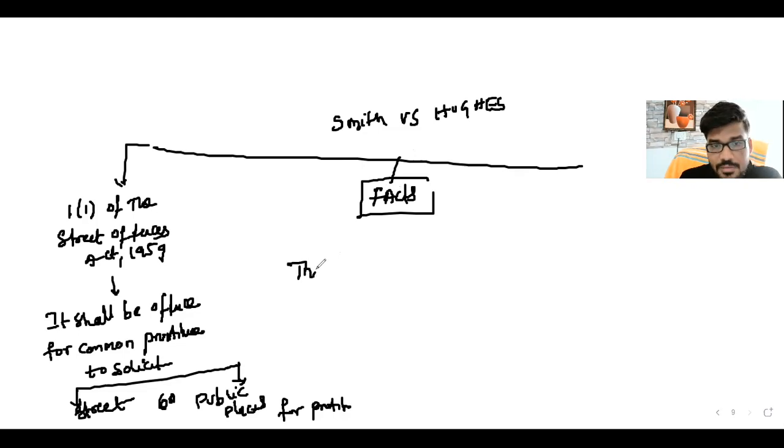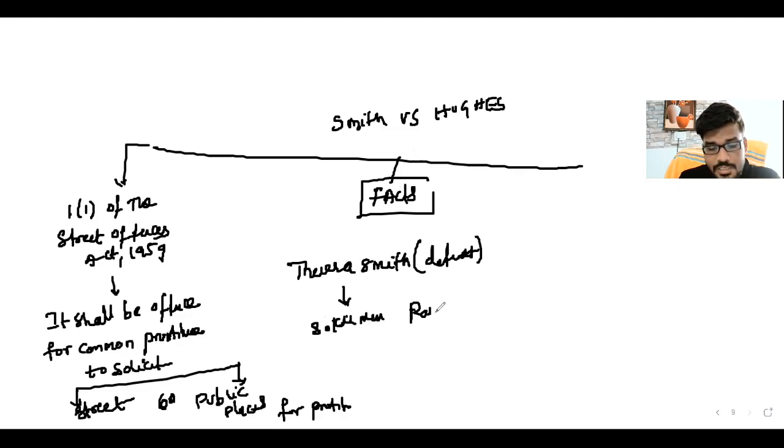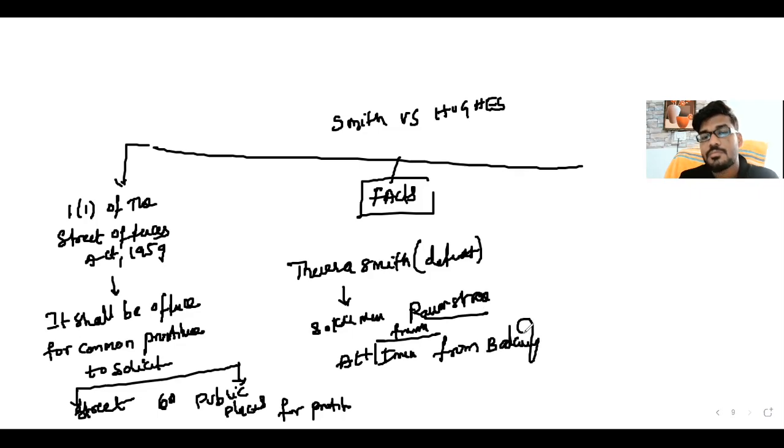One of the prostitutes, Teresa Smith, is the defendant. She was prosecuted for soliciting men passing in the street, attracting and inviting them from a balcony. She was soliciting men passing in the street, inviting them into the house. It was considered an offence under Section 1 of the Act, and accordingly she was convicted.